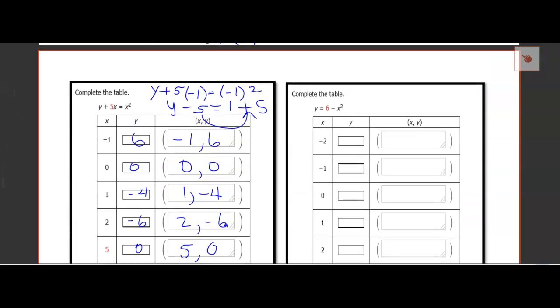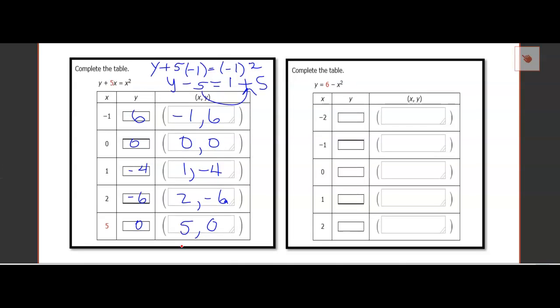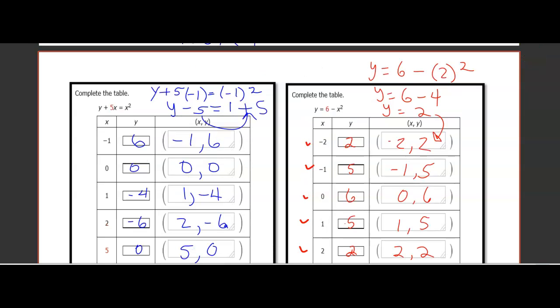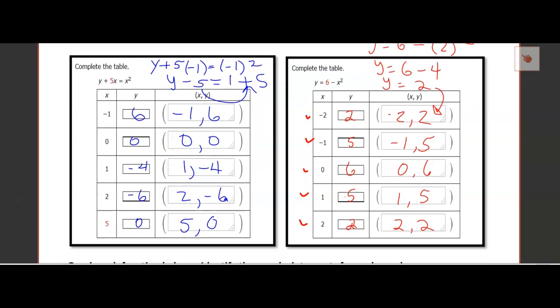This next one is parabolic in shape as well. So why don't you work on putting in these values for x and finding the corresponding y. I say pause the video. So the ordered pairs for the next function, y equals 6 minus x squared, come up to be -2, 2, -1, 5, 0, 6, 1, 5, and 2, 2. So those are the ordered pairs that are solutions to that equation.